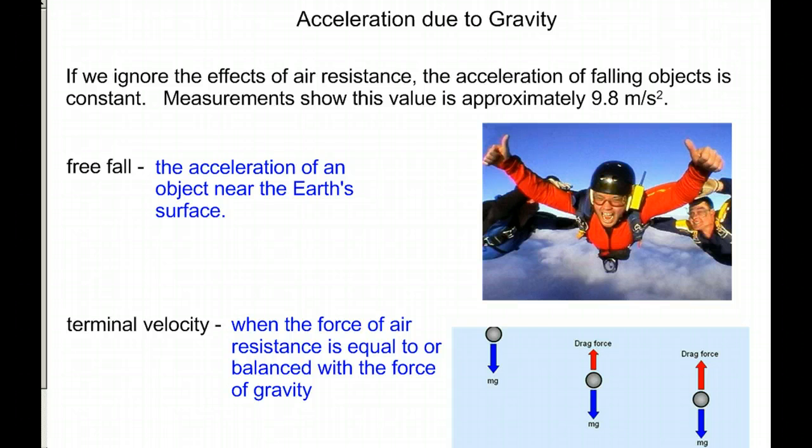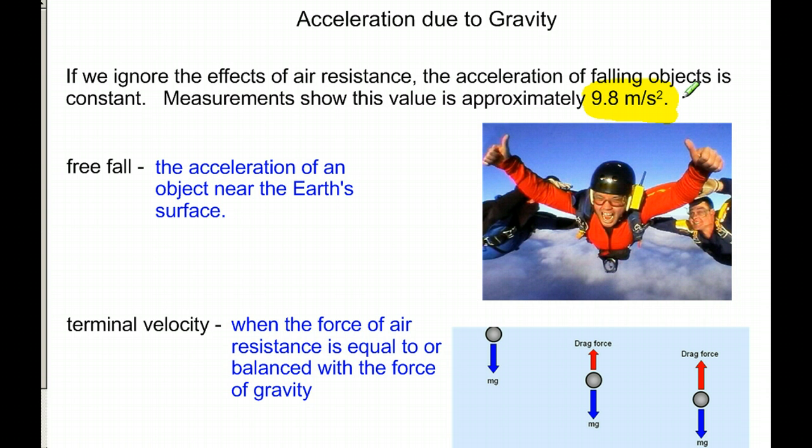If we ignore the effects of air resistance, so our atmosphere has molecules of air, and if we are flying through the air quickly, even though we don't see it or feel it, those air molecules are working against us, and that's what we call air resistance. So the acceleration of falling objects, if something were to be falling near the Earth's surface, measurements show that gravity actually has a force that causes an acceleration of 9.8 meters per second squared. So this is our gravitational constant for Earth when we are near the Earth's surface.